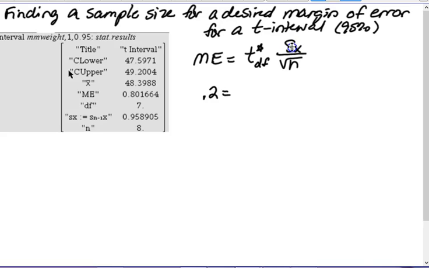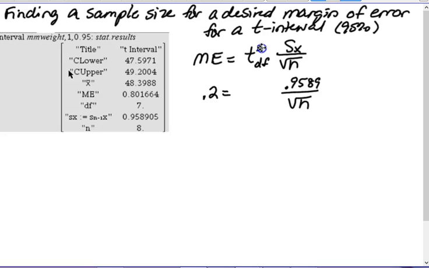So let's start with sample standard deviation. We have to either make an educated guess or use a previous sample in order to guess the sample standard deviation. So I'm just going to use the sample standard deviation for my previous sample of M&Ms. I don't know if it's right or not, it's not that great, but it's the best I can do because I'm just trying to reduce my margin of error, so I'm going to do the best I can with what I have. So this is 0.9589.